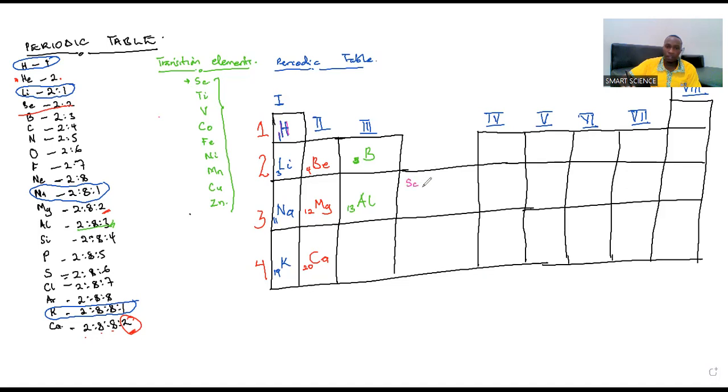We shall find scandium, titanium, vanadium, cobalt, iron, nickel, manganese, copper, and zinc. Those are some of the transition elements we know. And commonly at O level, we are going to see these as transition metals or elements.